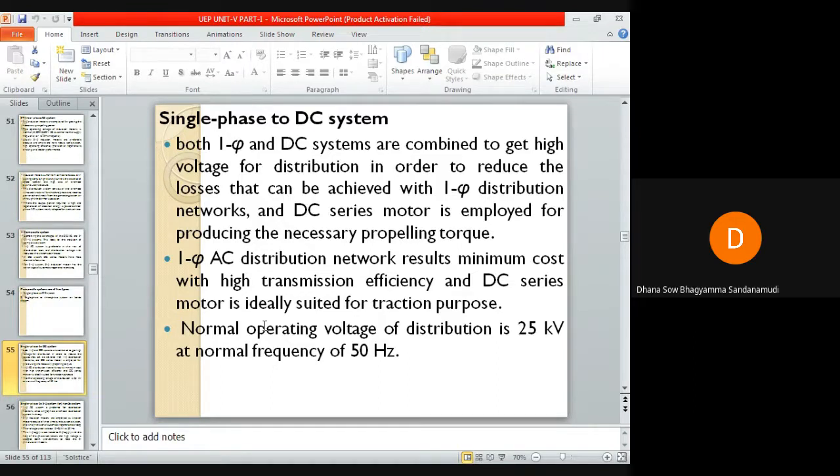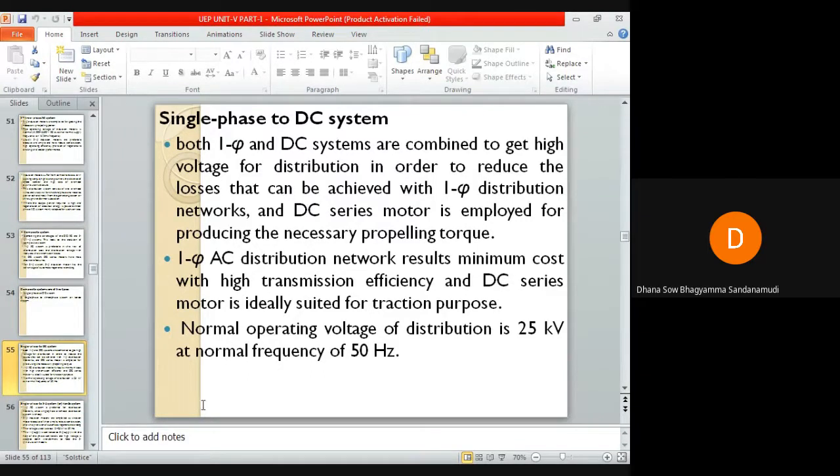The normal operating voltage employed for distribution is 25 kilovolts at normal frequency of 50 hertz. This track electrification is actually employed in India. In India, a single phase to DC composite system is used, where the normal distribution voltage of 25 kilovolts at normal frequency is used for track electrification.